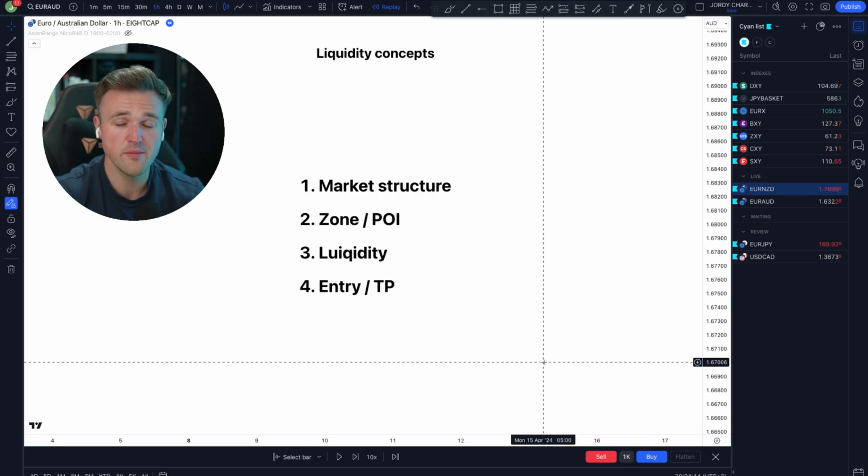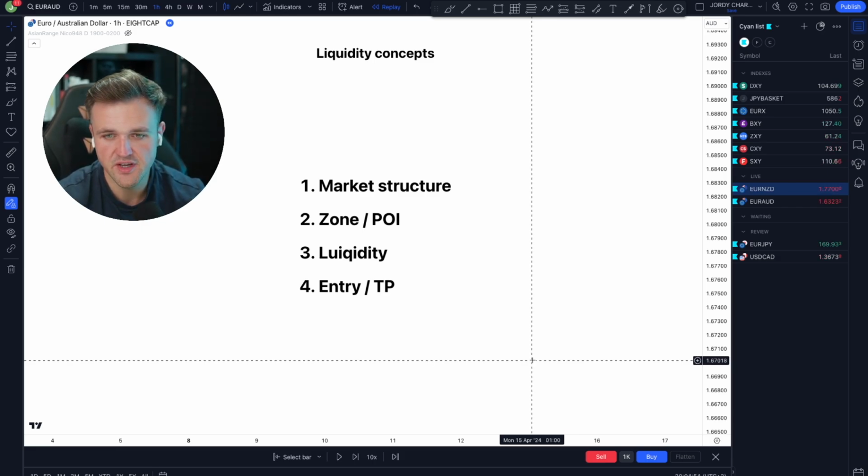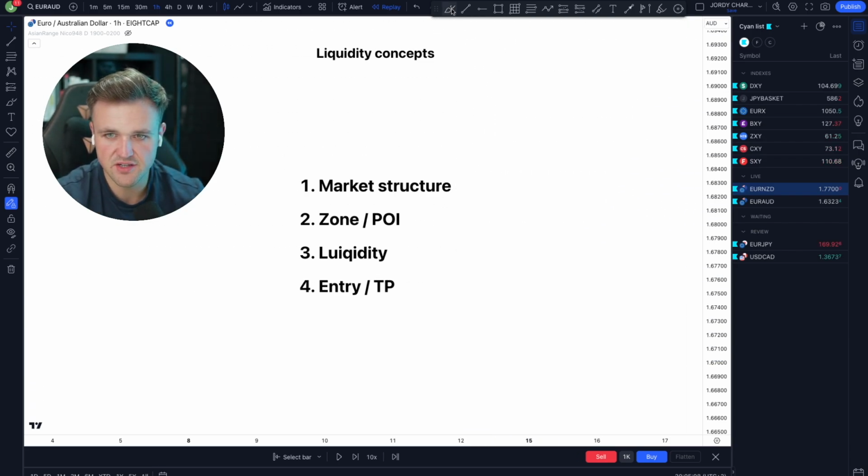So before we move into the market, let me give you an explanation, because liquidity concepts are an extra confluence. They should be seen as such. I know a lot of people who only trade liquidity, but for me, it works best when we first understand market structure, when we have a clear zone, POI, and some higher time frame confluence. Then we look at liquidity, and then we can look for an entry or a take profit. So this is the basics that you should do.